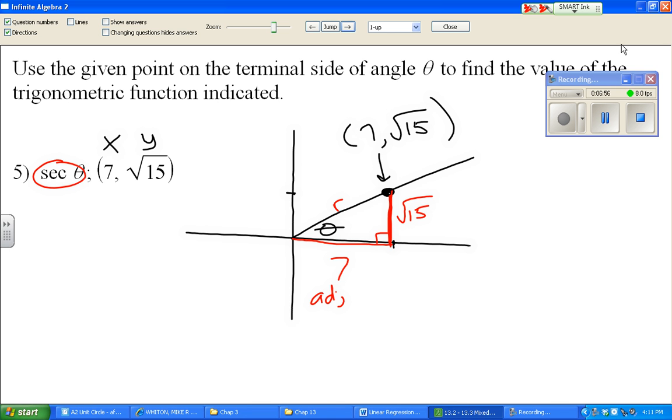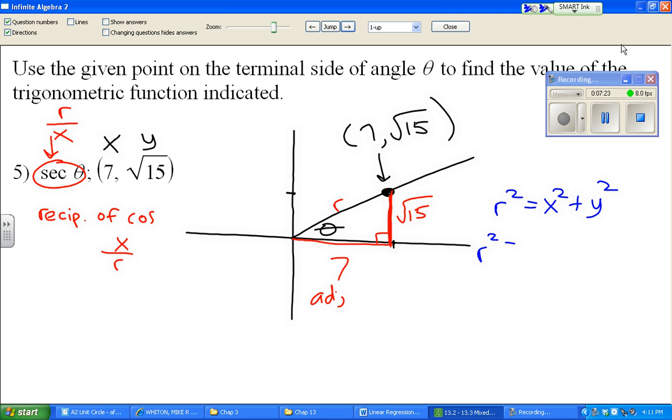Secant again is the reciprocal of cosine, right? And cosine we should know is adjacent over hypotenuse, x over r. So secant is going to be the reciprocal of that. It's going to be r over x. So we do need r in this case. We do need the hypotenuse. So that's just a little Pythagorean theorem. Remember the formula that always holds, r squared always equals x squared plus y squared.